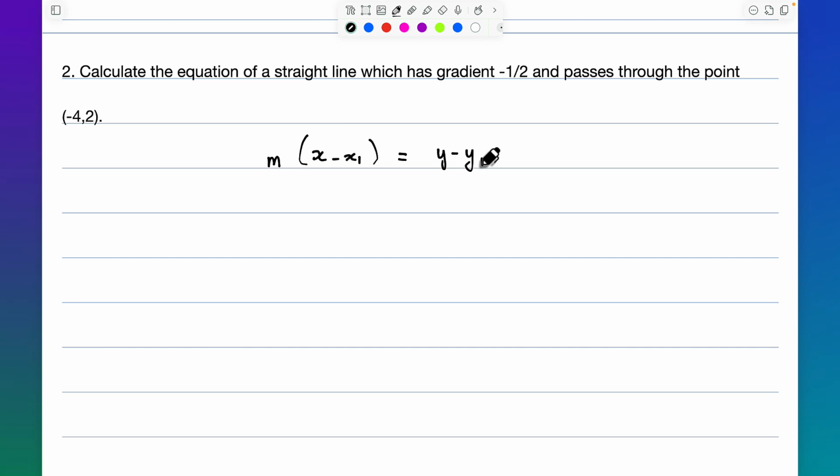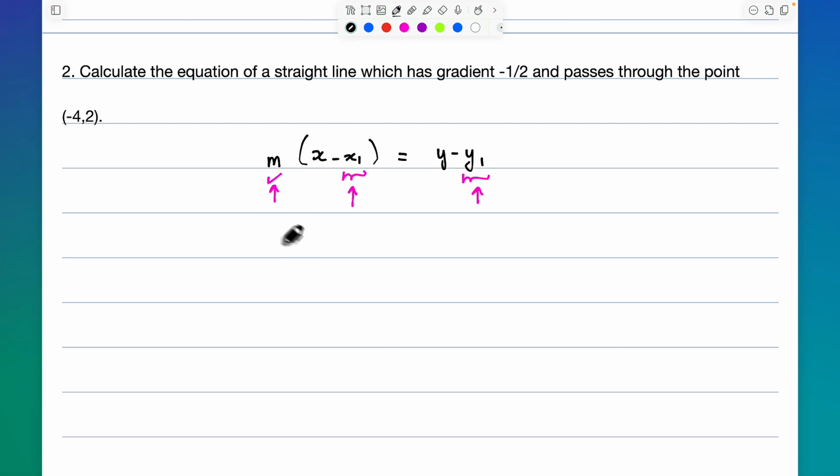However, all we need to do in this case is to say, okay, do I have my gradient? Yes, I do. And do I have a point which has an x value and a y value? This other x and this other y, the ones that don't have a number, are just general x's and y's. So all we need to do is to plug our x1, our y1, and our m into this equation, and we have our formula. So let's just do that.